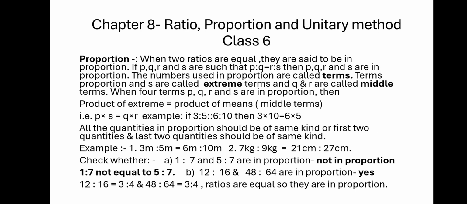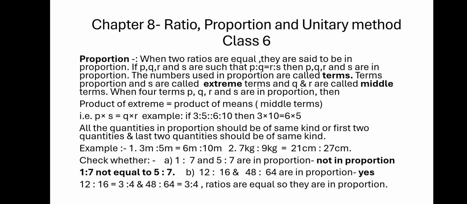Now the next unit is proportion. When two ratios are equal, they are said to be in proportion. If P, Q, R and S are such that P is to Q is equal to R is to S, then P, Q, R and S are in proportion. The numbers used in proportion are called terms.